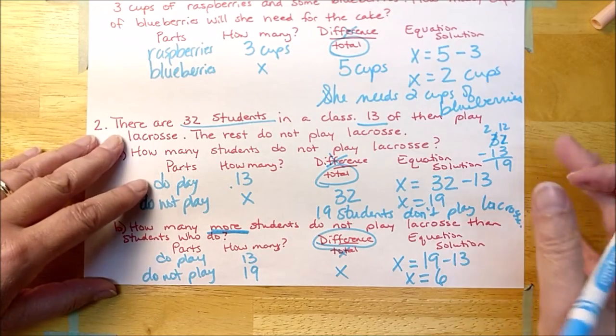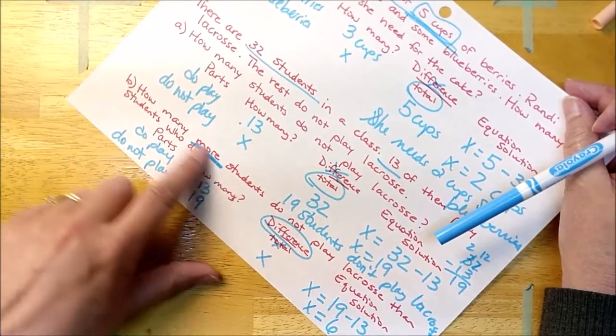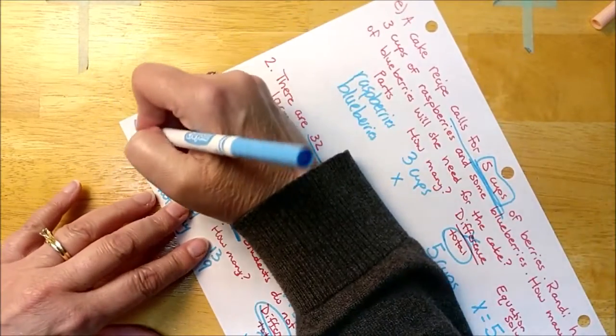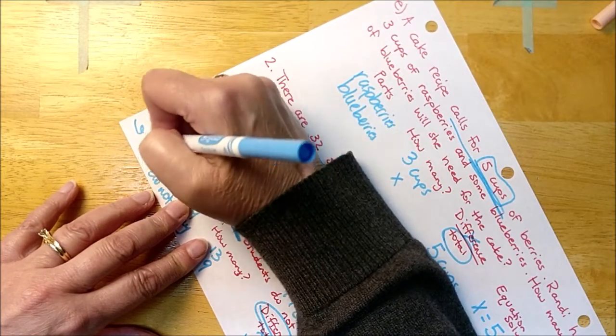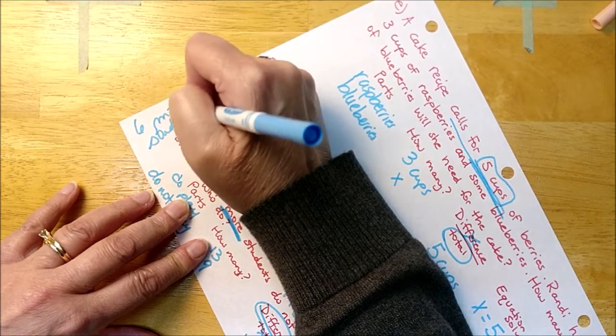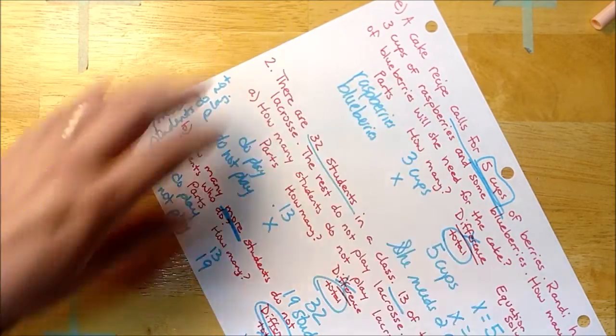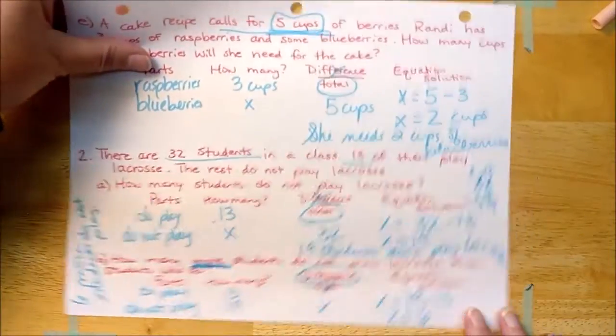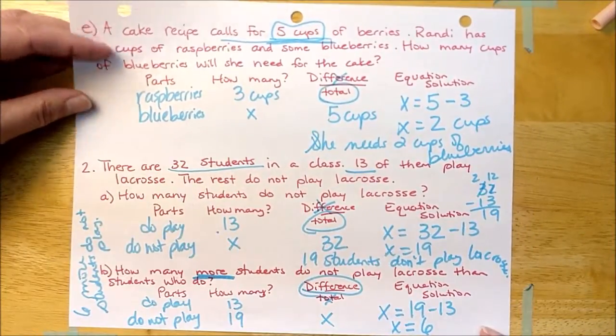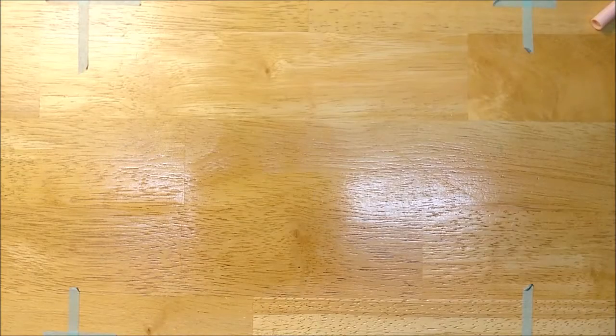I'm kind of running out of space to write that answer. So my question said, how many more students do not play? 6 more students do not play. And I'm sure you would have enough room for that on your paper, but you have to make sure to put a sentence. Okay, awesome. Here comes the next one.